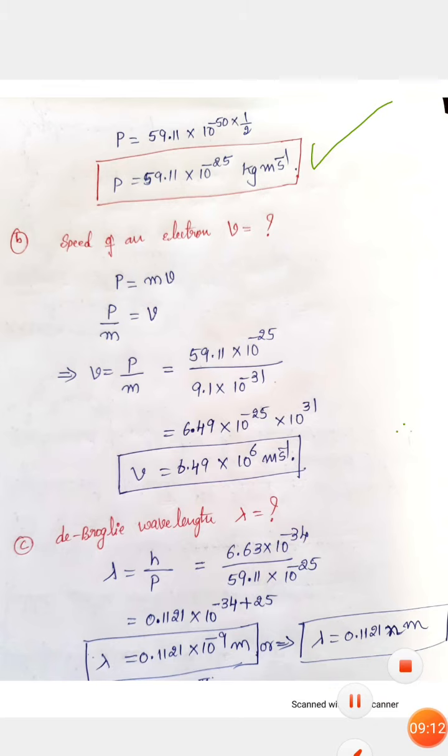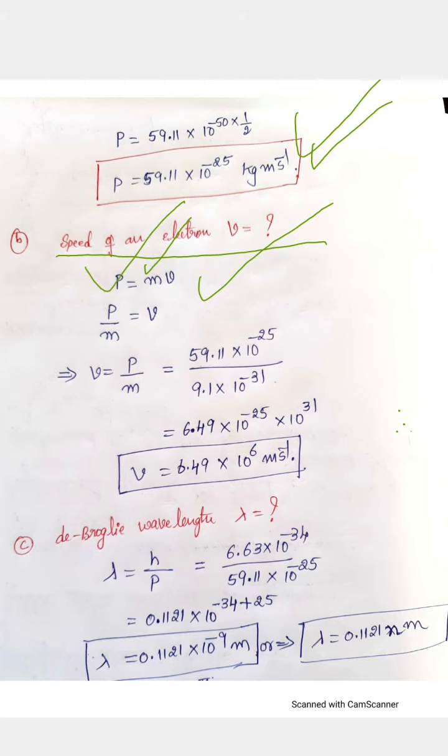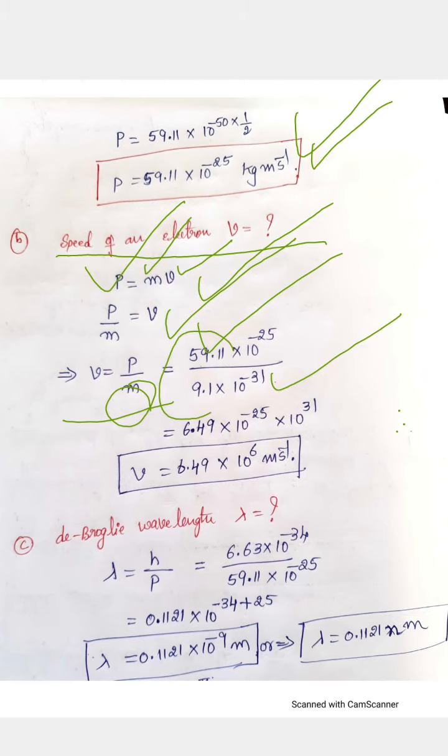Next we have to calculate the speed of an electron. When you know the momentum, it is easy to calculate the speed. Why? Because P is equal to m into V. Here m is the mass of the electron, and P we have already calculated, so we can make P is equal to mv. From this, V is equal to P divided by m. Here substitute the P value, that is the momentum value, and the mass of the electron, then simplify that.